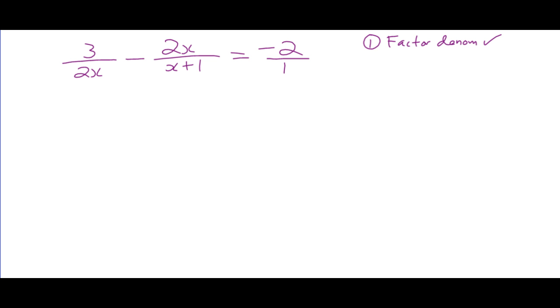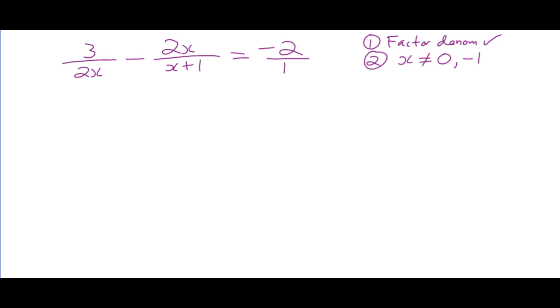Don't need to do it, right? It's already done. Step 2, restrictions. What are the restrictions? X cannot be 0 or -1. Okay, so when you're doing restrictions, you have to have exactly the right number. You can't add any extra ones, and you can't leave any out. Right? And restrictions are just what value will make the denominator 0.